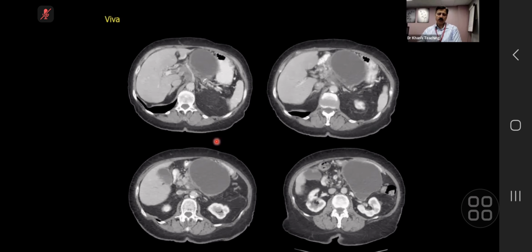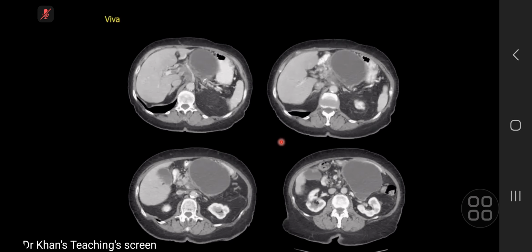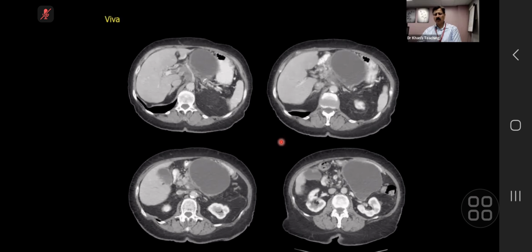Basically, it's a very good learning case. And what happens is that we missed it. There is a scan which I'm not showing you, which was about 7 months prior to this one. Similar findings, but now these are more blatant. Basically, there is a cystic lesion. And how did we report it? We just reported it as a cystic lesion.